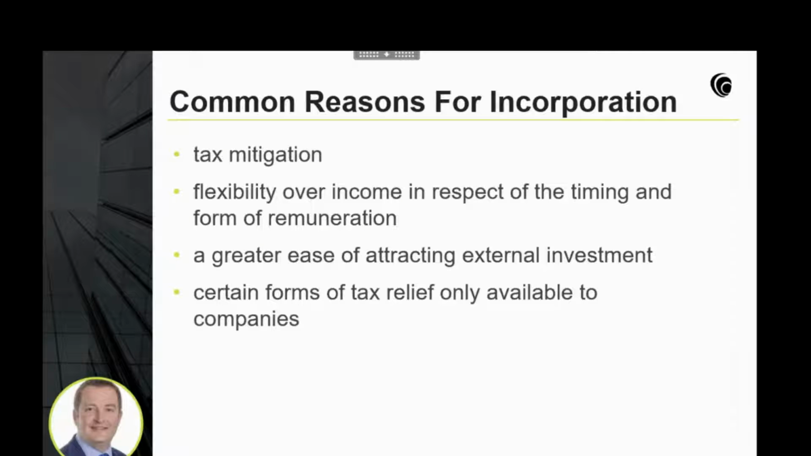Thirdly on this slide, a greater ease of attracting investment, perhaps due to tax incentives offered for investments into corporate entities that aren't available for unincorporated entities. And again, I'll come on to the types of investment and the tax incentives offered for those types of investments. And there's certain forms of tax relief that are only available to companies. The most obvious one and most well known is the research and development tax credit. You have to be operating as a limited company to take advantage of that relief.